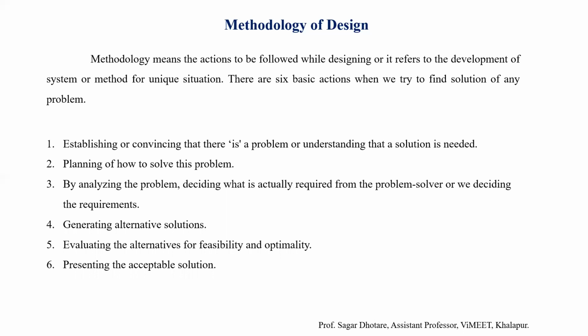Third, by analyzing the problem, decide what is actually required from the problem solver, or we decide the requirements. Now, if you get a problem, then first of all we find out the inputs and outputs or outcomes, so that we know how we can reach that outcome and solve it. Now generating alternate solutions: to achieve the outcome from a particular input, we need to find out the various ways to calculate the solutions. So just prepare those different solutions, then evaluate the alternatives for feasibility and optimality, so that we can get an optimum design with the feasible, that is 100% working model, and presenting the acceptable solution. If it worked properly, then we can say it is acceptable.